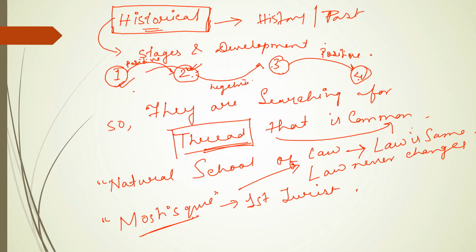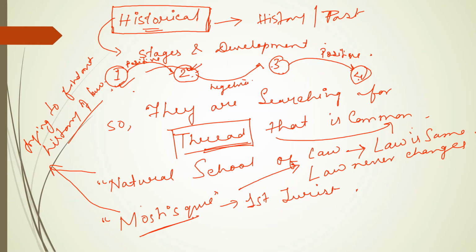Though they are under the historical school, they are always in search of the history of law. These jurists under the natural school of law are always trying to find out the history of law. That's why they say all laws are the same and they never change. Who said this? Montesquieu, the first jurist of this school.